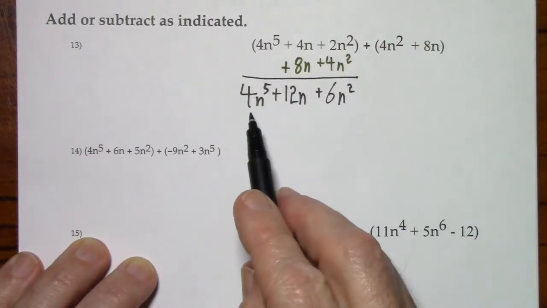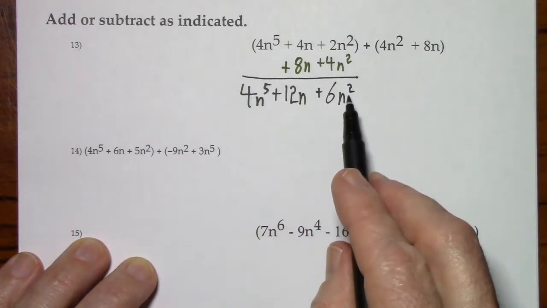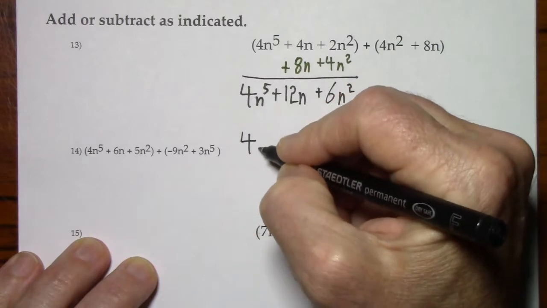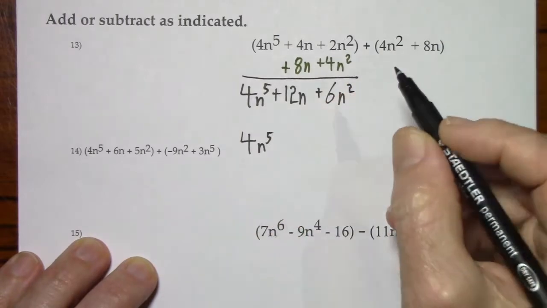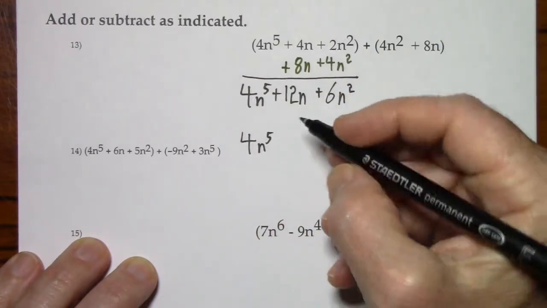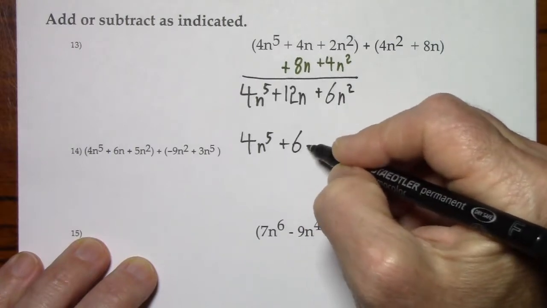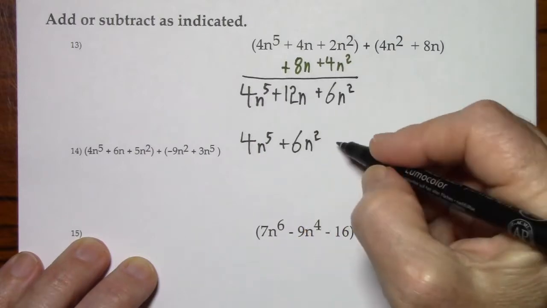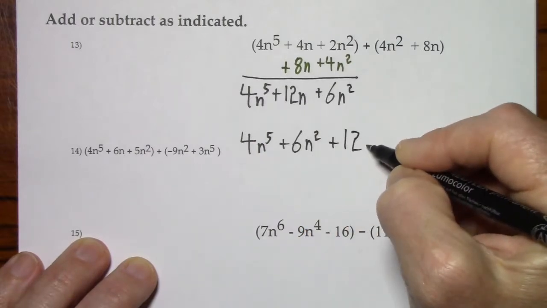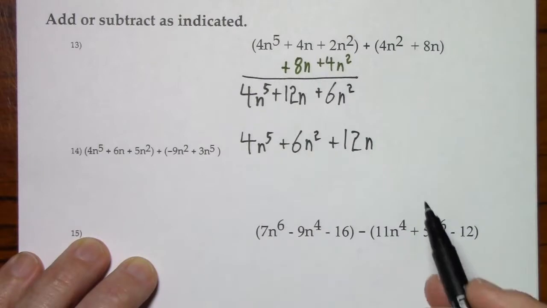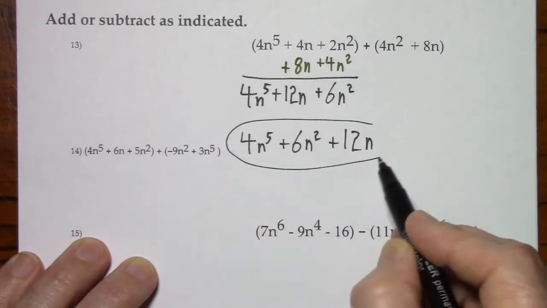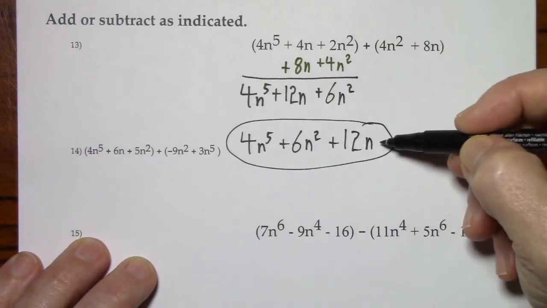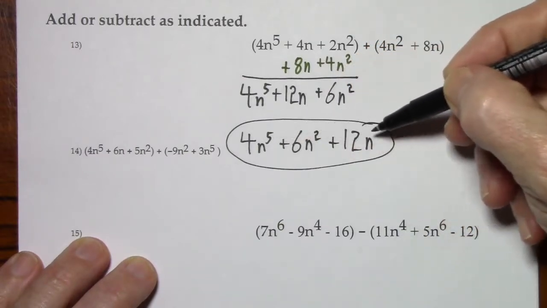The common practice is to put exponents in descending order. So we'll start with 4n to the 5th. The next one would be plus 6n squared. And finally plus 12n to the 1st, but we simply write 12n. This is correct, but this is in a better form. Again, the exponent should be in descending order.